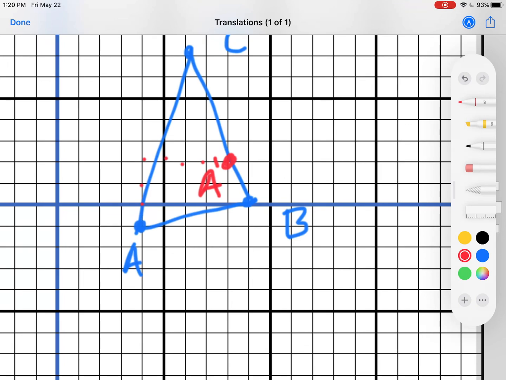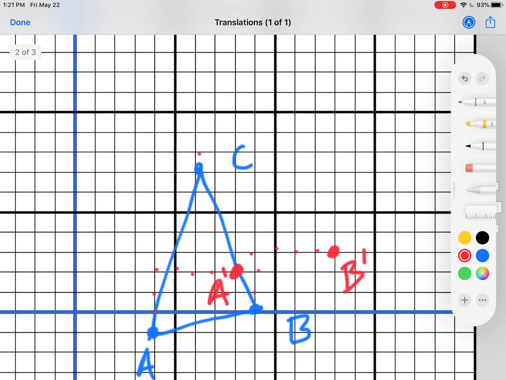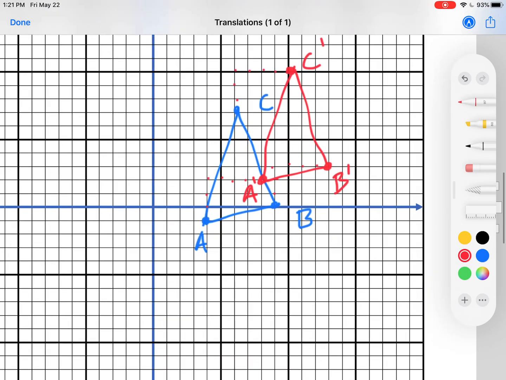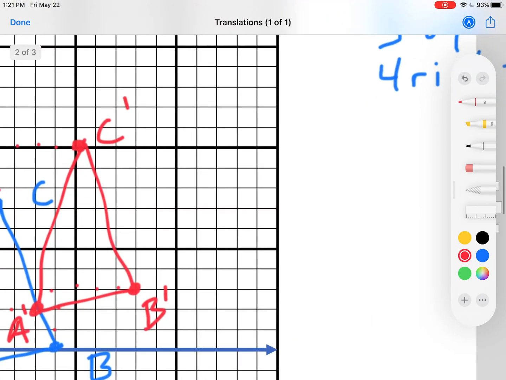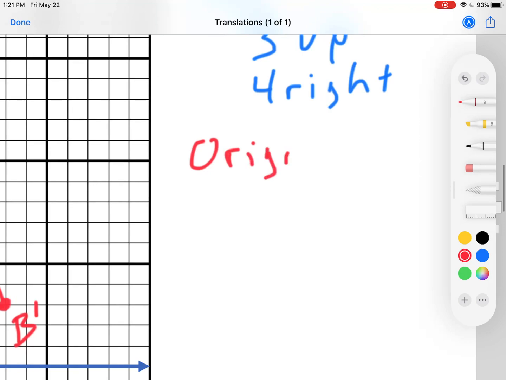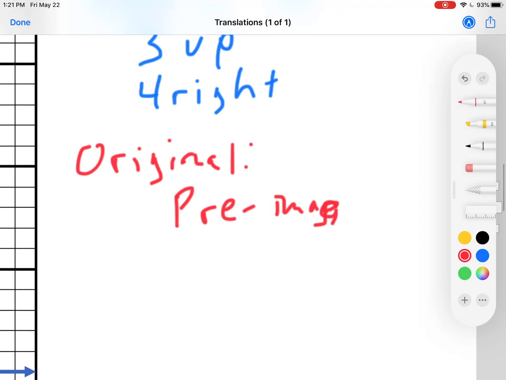Okay, let's now translate B. Here's B, so 1, 2, 3 up, 1, 2, 3, 4. There's where B prime should be. C, 1, 2, 3, 1, 2, 3, 4. There's where C prime should be. Connect the dots. All right. Hey, look, there's the original, there's the copy. The original is called the pre-image. The copy is called the image.